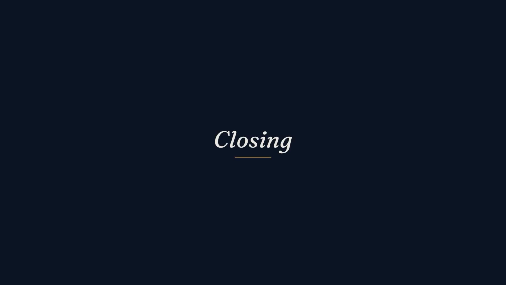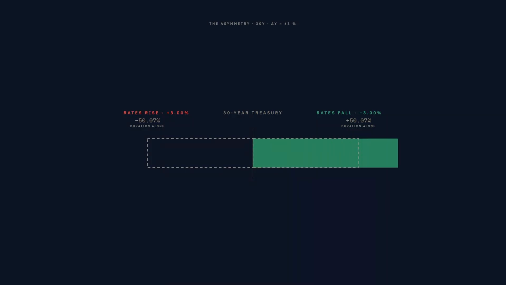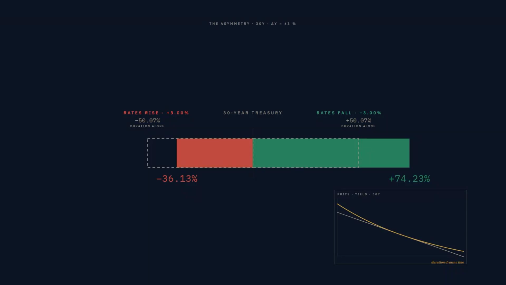So let's pull all of this together and lock in what we've actually seen. A bond gains 74% when rates fall by 3, but only loses 36 when rates rise. The mirror is broken, and now we know exactly why. The relationship between bond prices and yields is curved, not straight. The straight line that duration draws sits below the curve on both sides. So whichever direction rates move, the actual price ends up higher than the line predicted. Bigger gains, smaller losses, every single time.